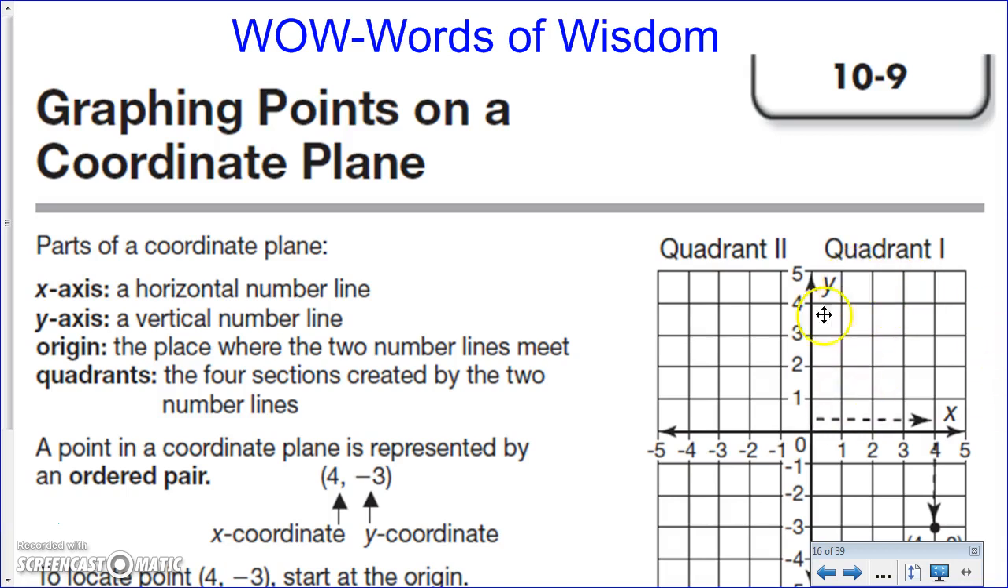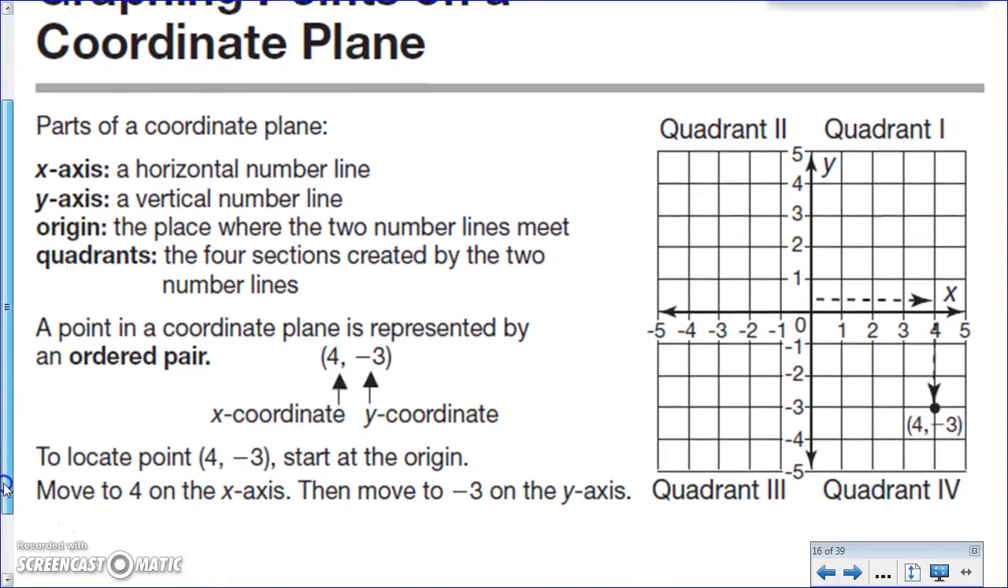Quadrant 1 is the top right quadrant here. It's the place where the x and the y coordinates are both positive. Then it gets labeled counterclockwise: quadrant 2, quadrant 3, quadrant 4. A point in a coordinate plane is represented by an ordered pair.